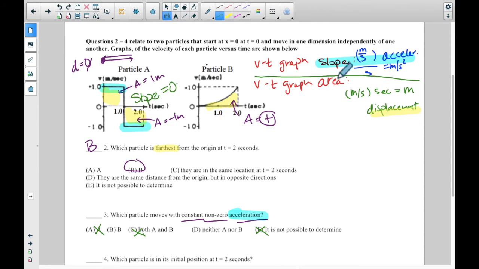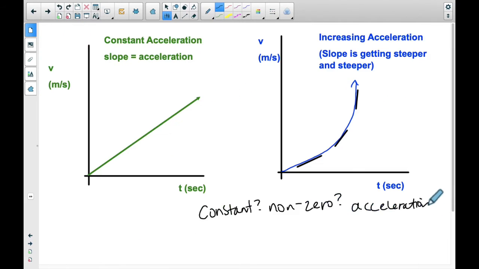It's non-zero because I'm looking at the slope. It is a non-zero acceleration. Is it constant? It's not. Let me show you a diagram. So this question is asking us, does it have constant acceleration? Does it have non-zero acceleration? If it looked like this, it would be constant acceleration.